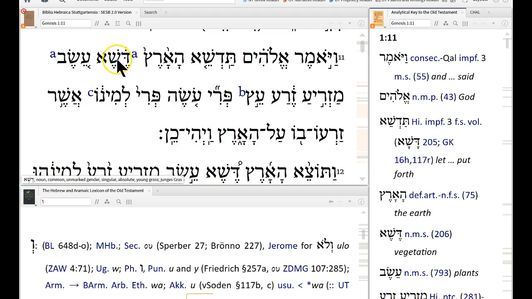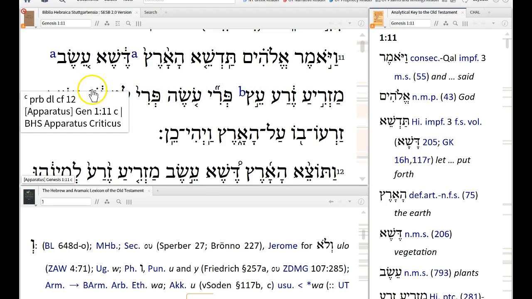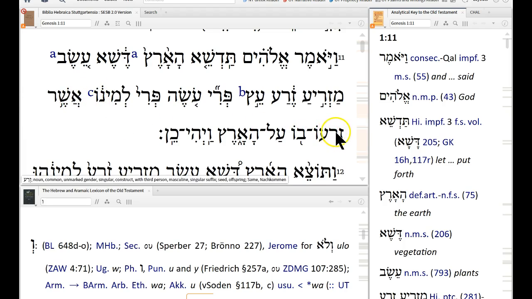And then this seems to be in apposition to me. What is the vegetation? The vegetation is plants. Plants seeding seed. Second part of the group, tree of fruit. So this is a construct. Tree of fruit, making fruit according to its kind, which his seed, this is a pronominal suffix, his seed is in it. Or we're going to translate it, its seed is in it. So just like everything reproduces after its kind, this is emphasizing its seed is in it on the earth, and it was so.